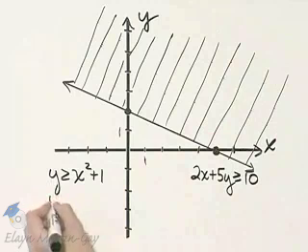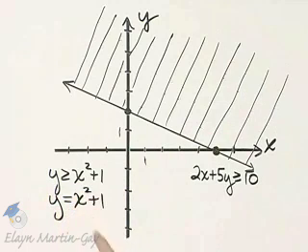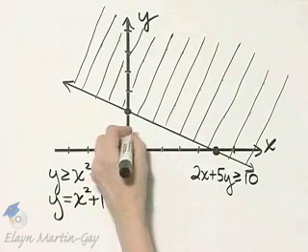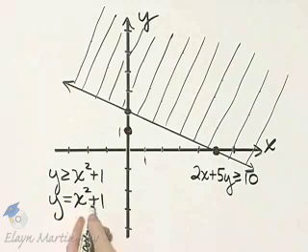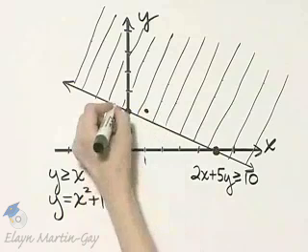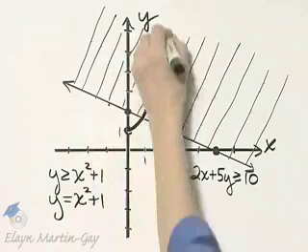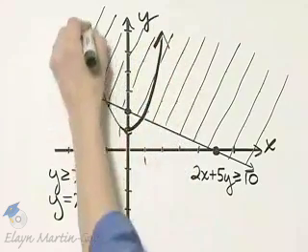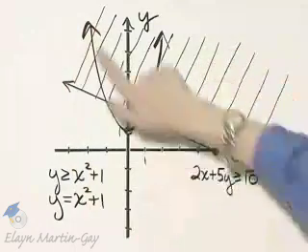I'll begin by looking at the equation y is equal to x squared plus 1. That is a parabola opening upward, and it's shifted 1 unit up. So the vertex is (0, 1). Let's put a few ordered pairs in here. If x is 1, 1 squared is 1, 1 plus 1 is 2. And if x is negative 1, I know I'll get 2 also. So here is, there is my parabola.